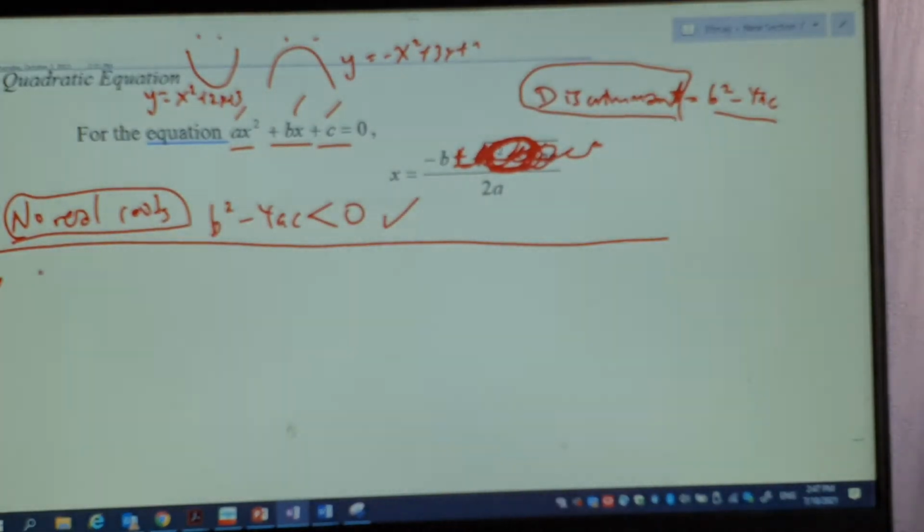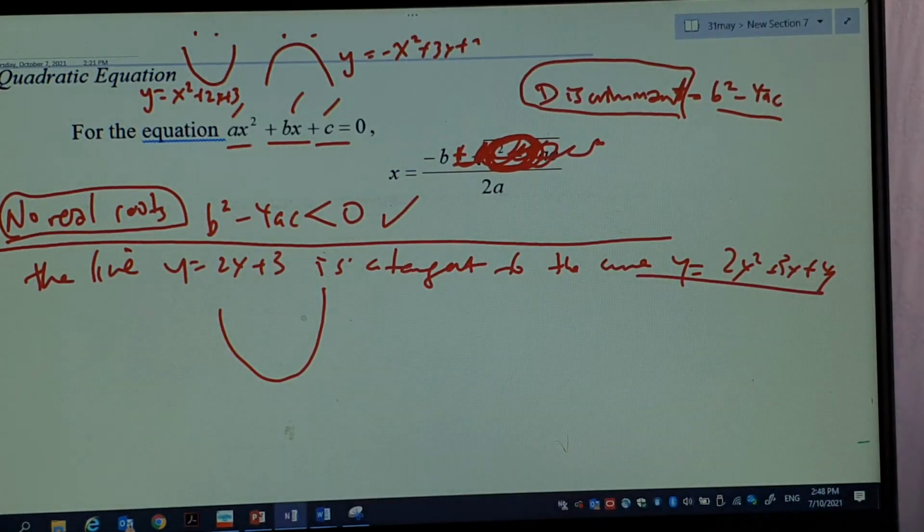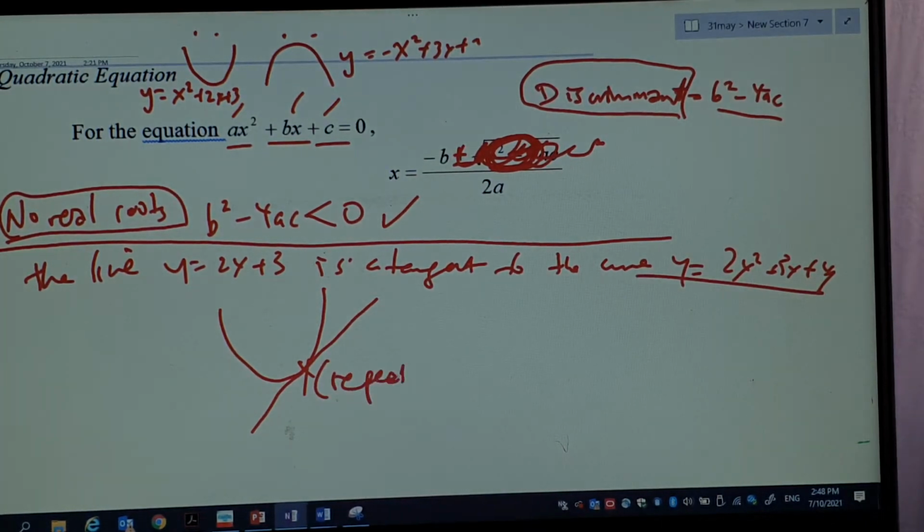So this is what we call, they will say maybe, the line, let's say y equals x plus 3, is a tangent to the curve y equals, let's say, 2x squared plus 3x plus 4. Like that. Okay? That means you have this curve first, then the line is a tangent to this curve. Cutting only one point, but this is what we call the repeated root.